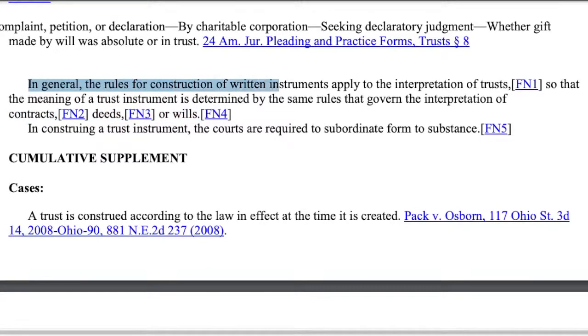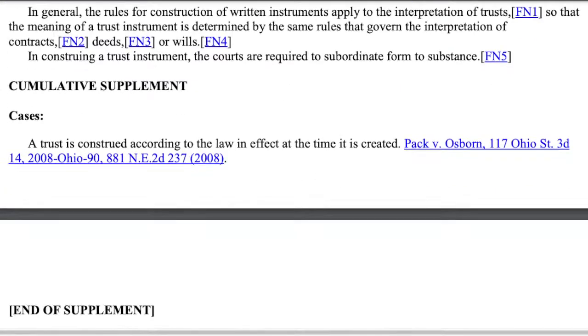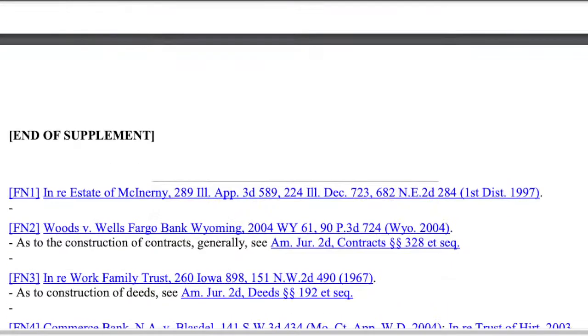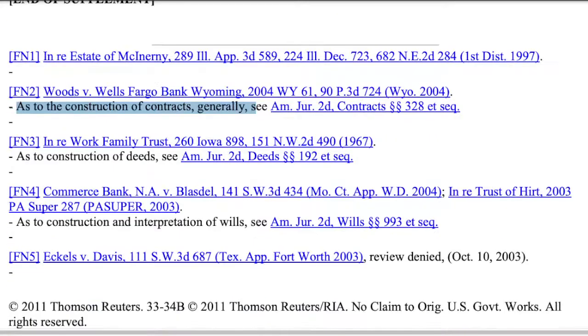In general, the rules for construction of written instruments apply to the interpretation of trusts, so that the meaning of a trust instrument is determined by the same rules that govern the interpretation of contracts, of deeds, and wills. That's the language you want to use. In construing a trust instrument, the courts are required to subordinate form to substance. So substance has to mean more than the form, so that the type terms don't matter as much as the meaning. How's that sound? A trust is construed according to the law in effect at the time it is created. 2008.